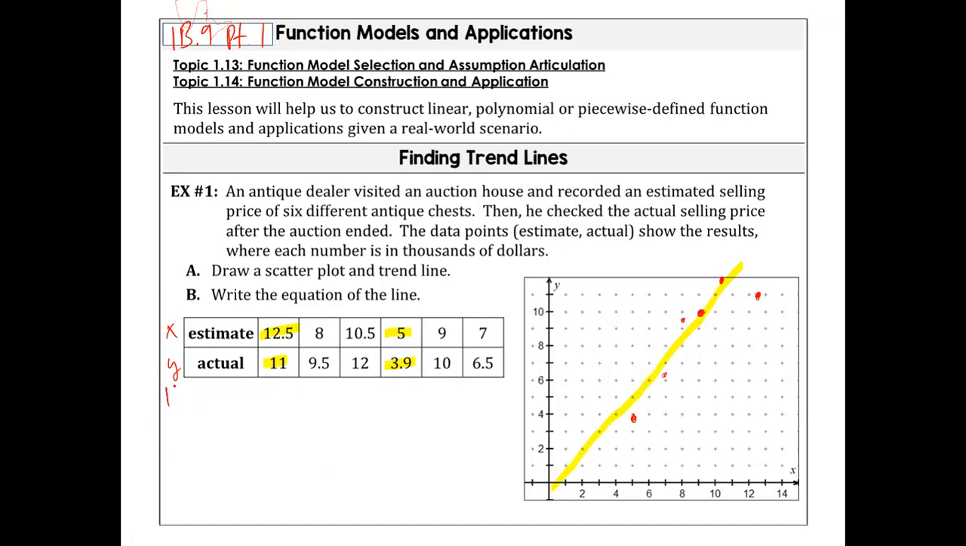So we have 11 minus 3.9, because rate of change is the change in your y over the change in your x. And then we have 12.5 minus 5. 11 minus 3.9 is going to give me 7.1. Agreed? 12.5 minus 5 is going to give me 7.5. I'm going to put this in the calculator to get an approximate rate of change.